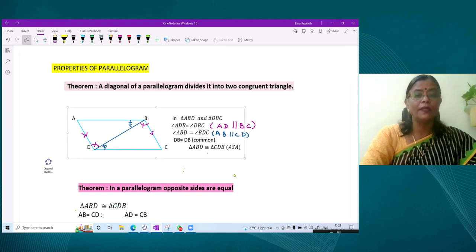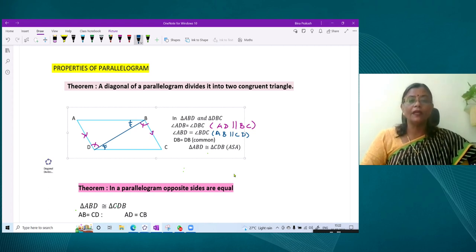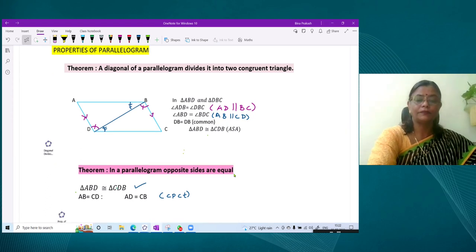What is the other property, or the other theorem, that we have for the parallelogram? The opposite sides are also equal. That is, it's not just parallel, they are also equal. So this proof is actually a continuation of this. We have proved that the two triangles ABD and CDB are congruent. We have already proved it, so I'm using that result. We have this as corresponding parts of the congruent triangles. We are using this triangle's congruence to get this result.